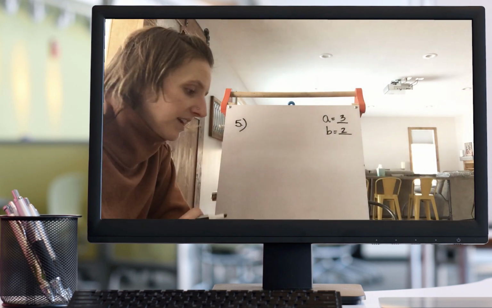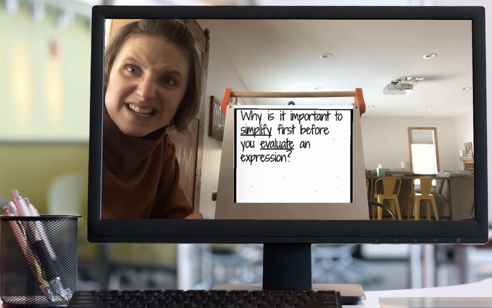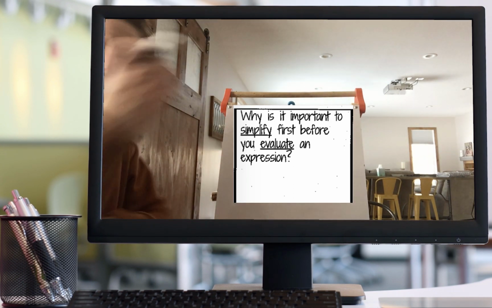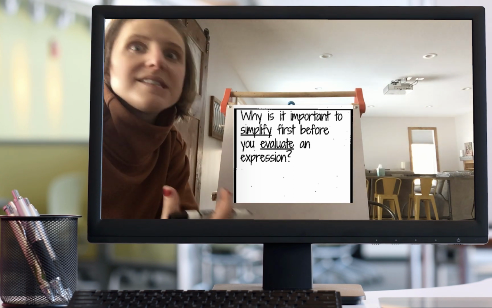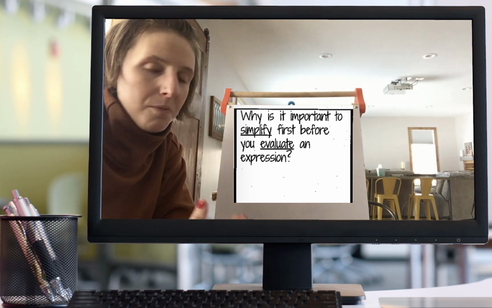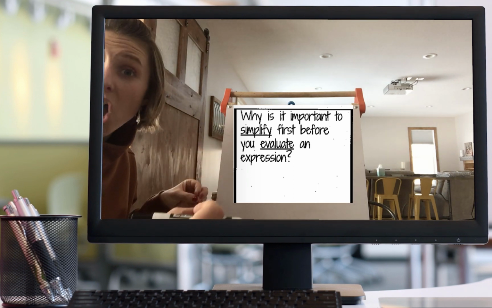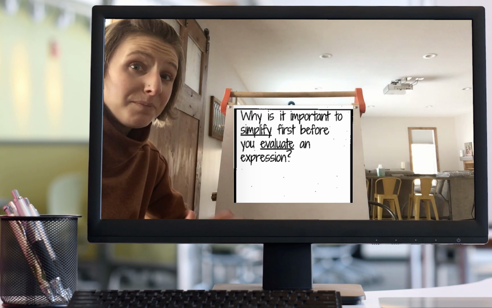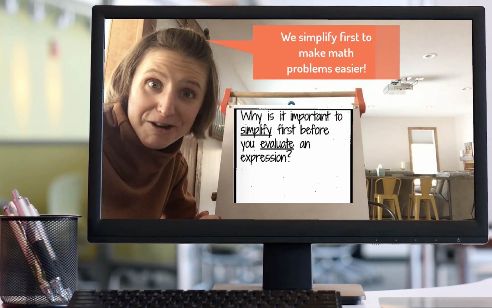Now, before I let you do all this, I want you to think about that question on the left-hand side. Why is it important to simplify first before you evaluate? Why are we doing distributive property and combining like terms first before we just plug in the values for the variable? Well, think about what simplify means. Whenever we're simplifying, really, we're making the math problems easier. They're not as long. There's not as many things involved. The whole purpose of simplifying first is to make the process easier.